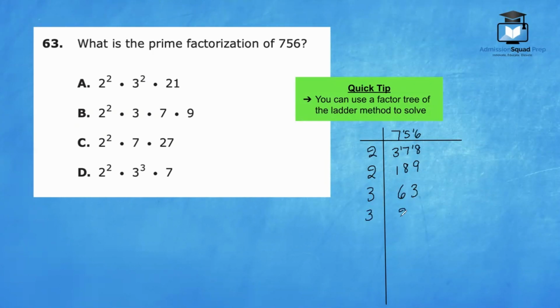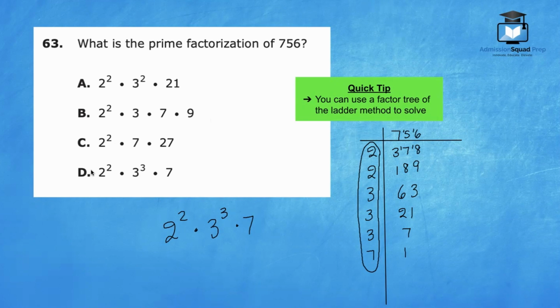6 divided by 3 is 2. 3 divided by 3 is 1. Is 21 divisible by 3? Yep, it is. 21 divided by 3 is 7. And the final prime number that can divide into this number is 7. The goal is to be left with a 1 here at the bottom. That will let you know that you have found all of the prime numbers for this given number. So notice we have 2 to the second power times 3 to the third power times 7. So the correct answer is choice D.